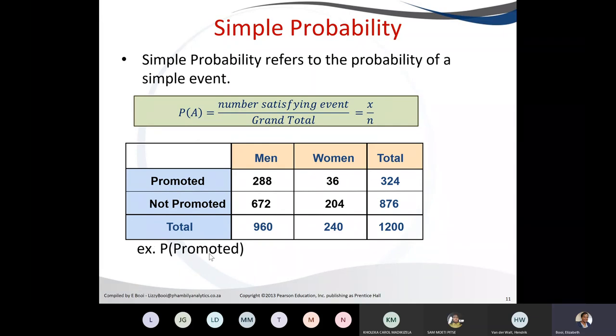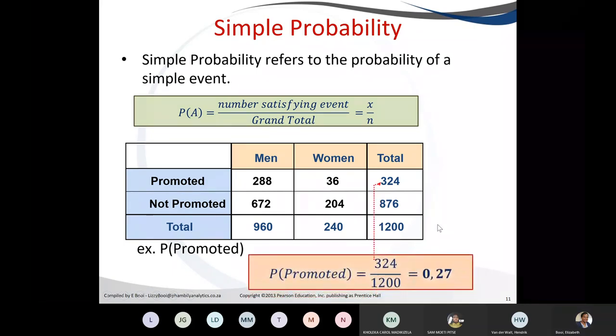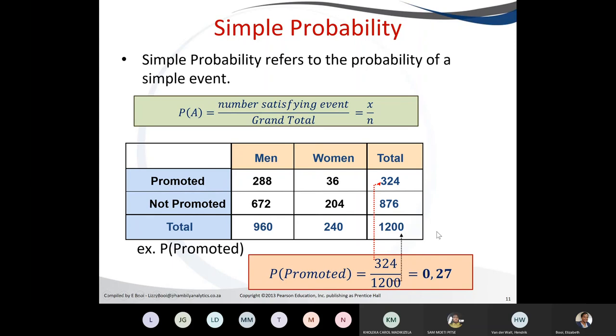So how do we then calculate the probability of promoted? The number satisfying the event promoted is 324. And we'll have to divide it by 1,200. So the probability of promoted will be given by 324 divided by 1,200, which gives us 0.27. Remember, the probability can only be between 0 and 1. So if you calculate a probability, let's say I'm calculating this and I get the answer as 1.27, it means I am doing something wrong. Always your probability should only be between 0 and 1.